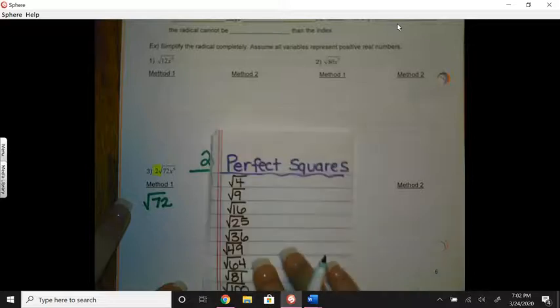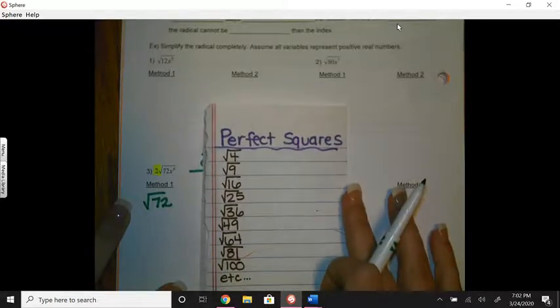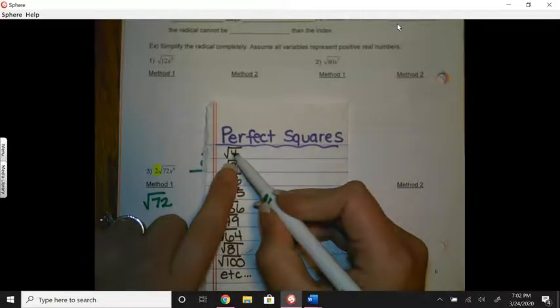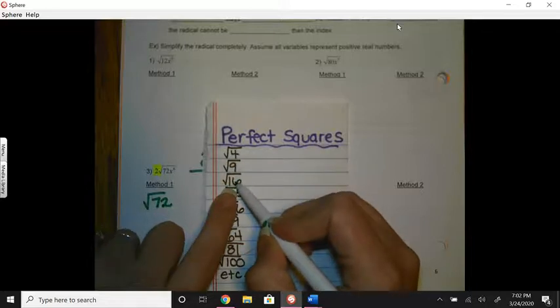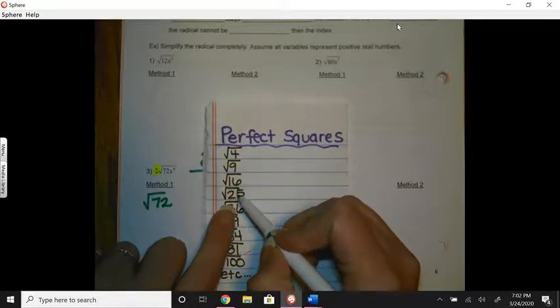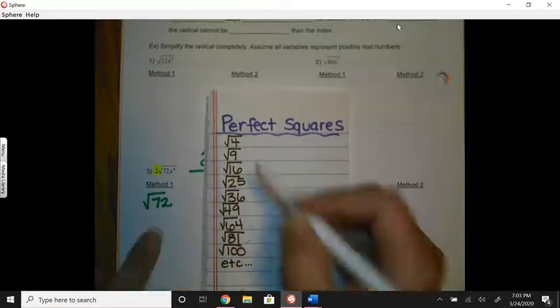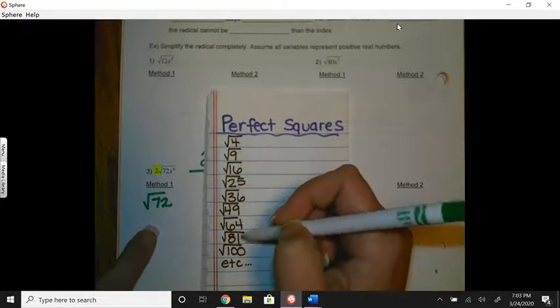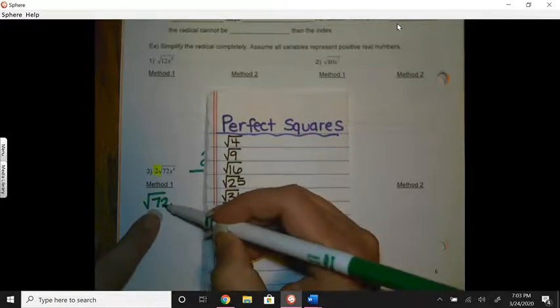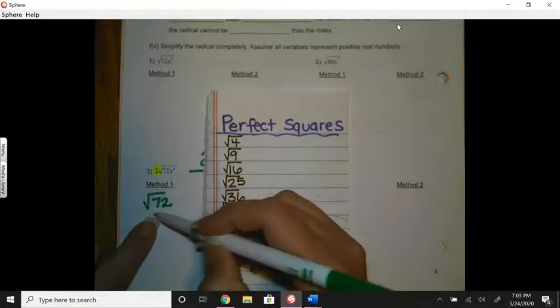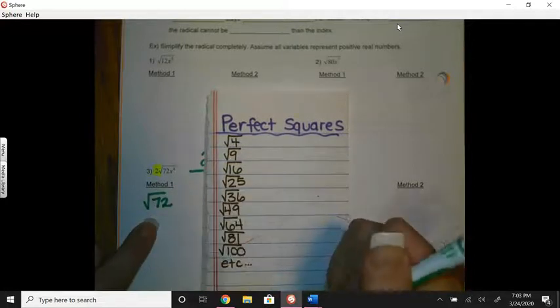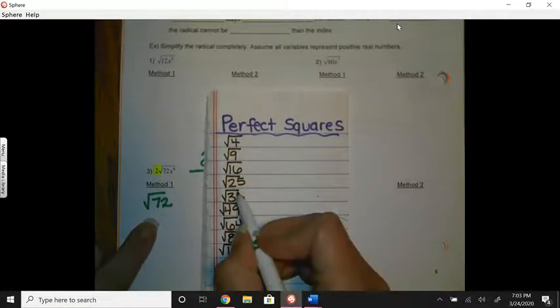So method 1 utilizes our perfect squares. Remember, this list comes from 2 times 2 is 4, 3 times 3 is 9, 4 times 4 is 16, 5 times 5 is 25. So we can easily make this list in like 10 seconds. Okay, so we have to look at this list and ask ourselves, do any of these numbers go into 72? If the answer is yes, then this radical we were given is not completely simplified. So I know that 9 goes into 72, but so does 36.